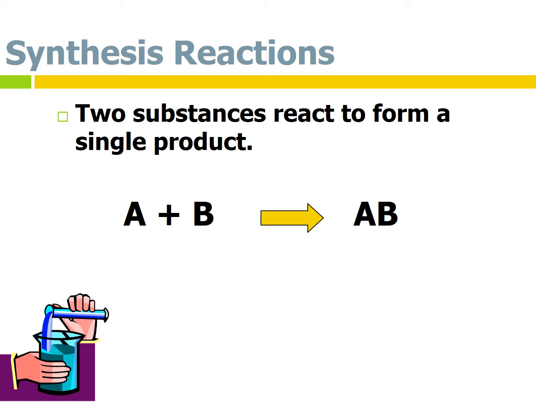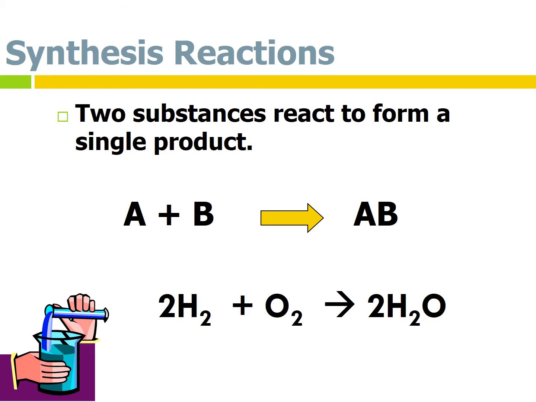This is any time that you may have two substances and they're going to come together to react to make a single product. This is usually two separate elements that you see coming together to make a compound. So it might look like this. In this reaction, we have hydrogen gas plus oxygen gas coming together to make the compound water, or H2O.